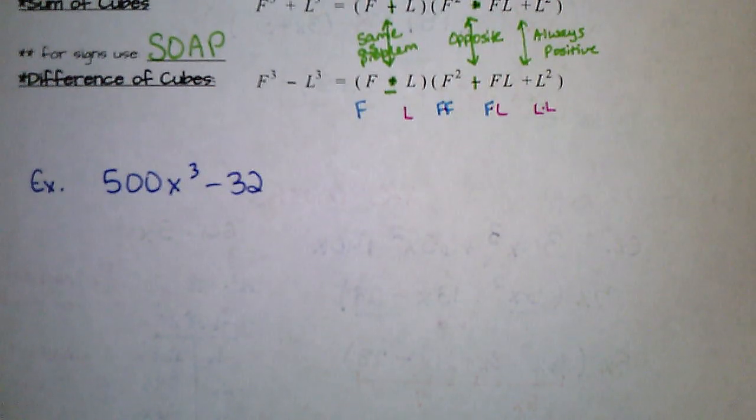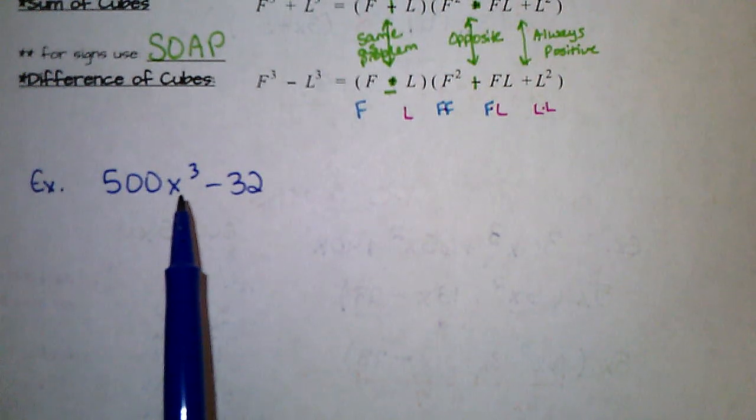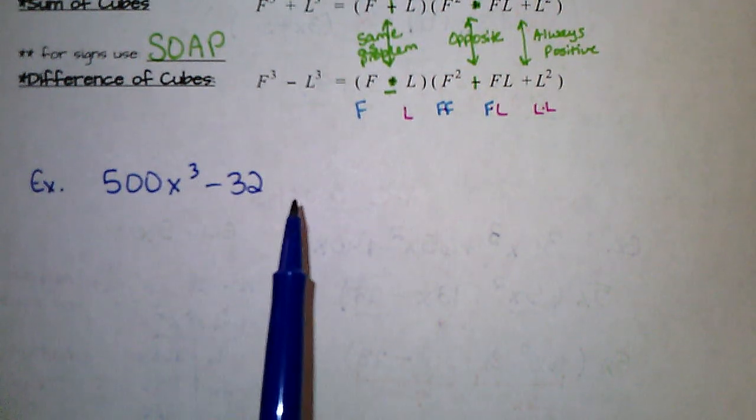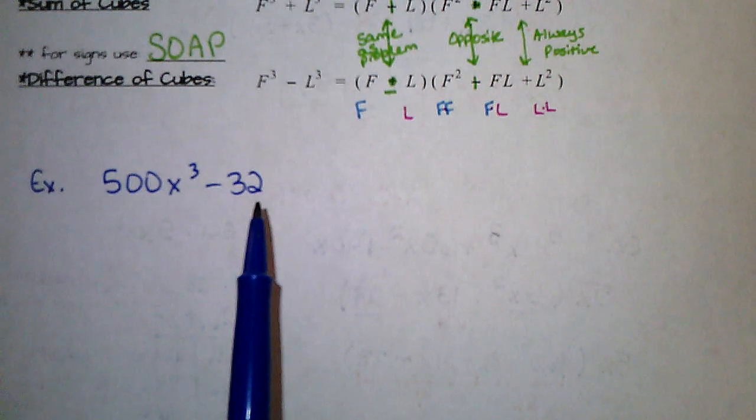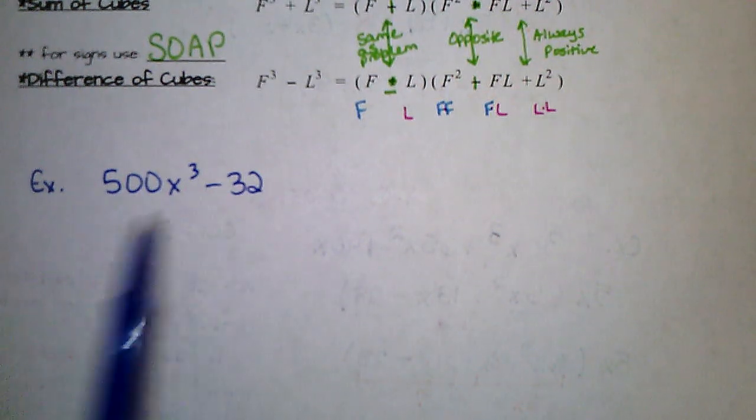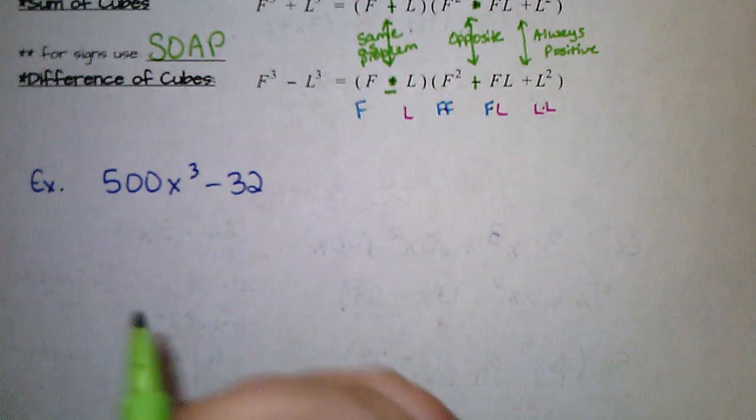Okay, so our first example is going to be 500 x to the third minus 32. Now, how do I know if this is sum or difference of cubes? Well, the easiest way is to look at the variable. If the variable is cubed, then it's probably going to be sum or difference of cubes unless there's a GCF that I can take out. So let's look and see if there's a GCF.